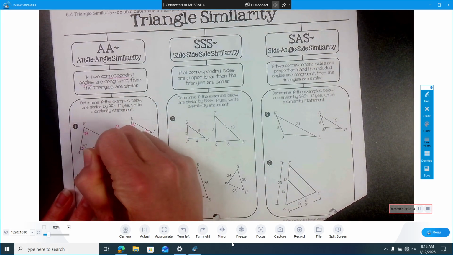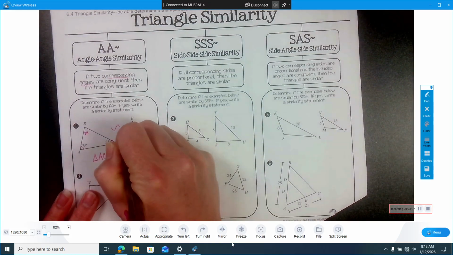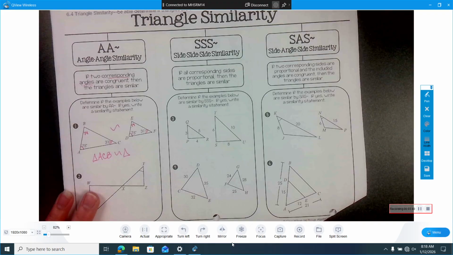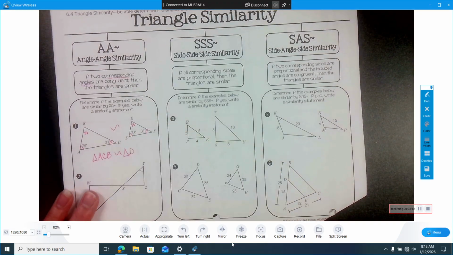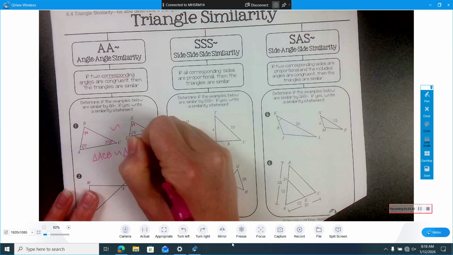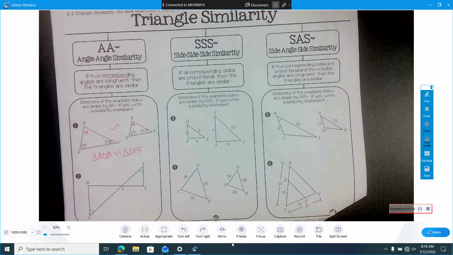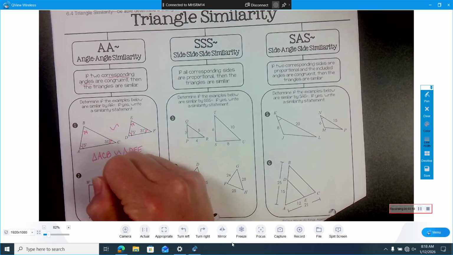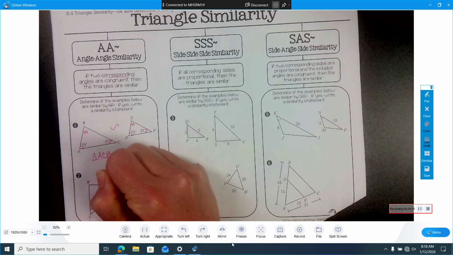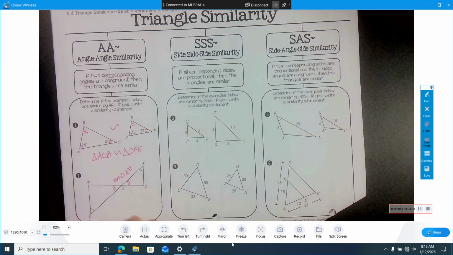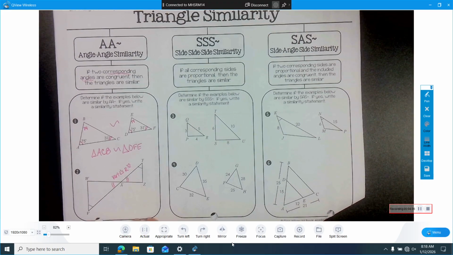All right, so the similarity statement. If I write triangle ACB, it would be similar to triangle what? DFE. Okay. All right, look at number 2. Are the triangles similar? Yes. Why? Vertical angles. Yes, we have a pair of congruent vertical angles, so we do have another pair of congruent angles. Great. So these are similar, and I'm going to give it the little squiggle.